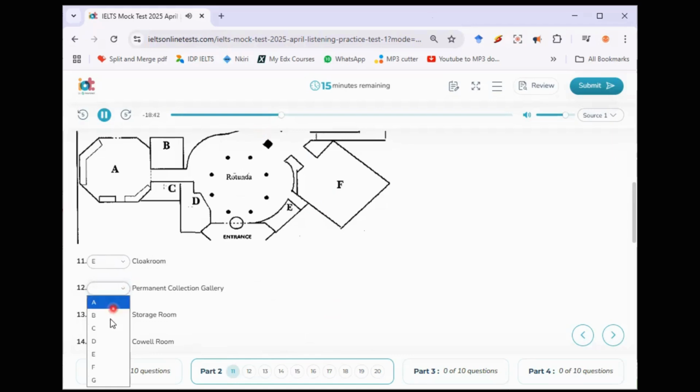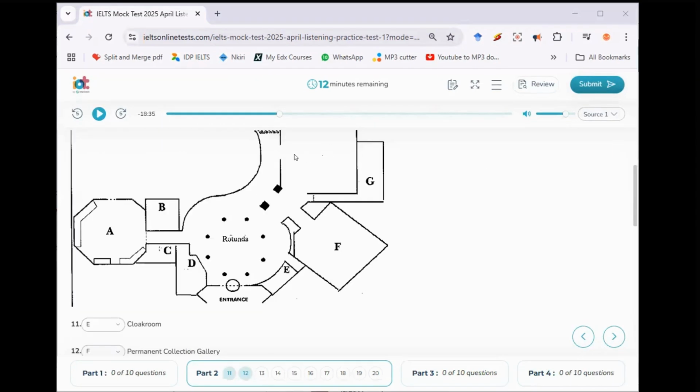Leading off from the rotunda, so I'm going to pick F. Gallery and our other large gallery. Listen, we must master this thing called map labeling question.